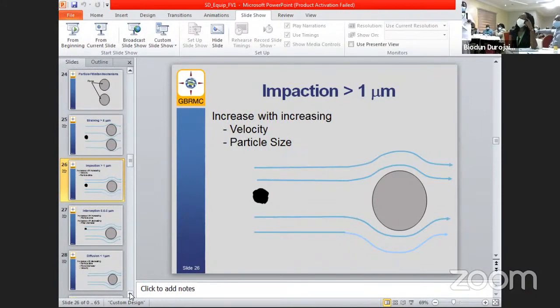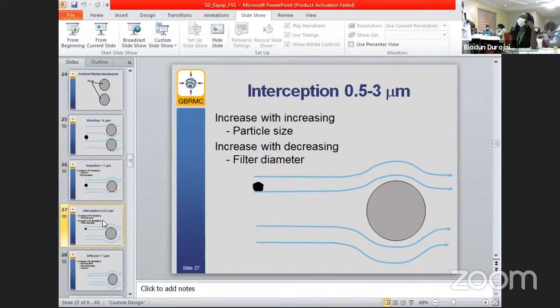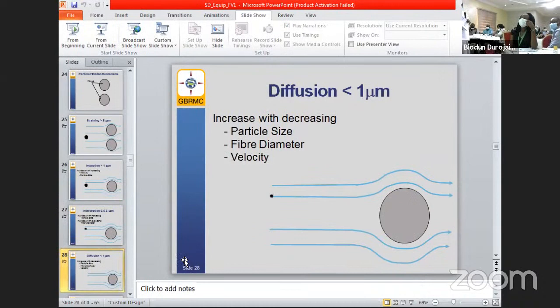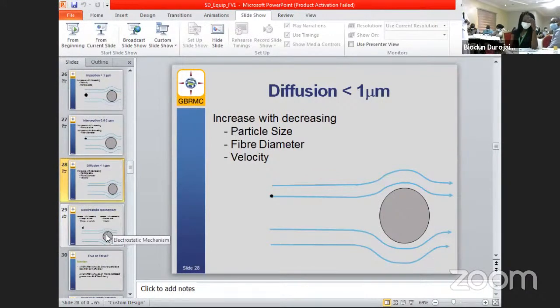Interception. Okay. Now, we explained earlier on what interception is all about. It's just that you are bigger than my size. You cannot go beyond this point. And this is what has happened here. Okay, this is the case of diffusion. So these slides are just to explain what we have explained earlier on.